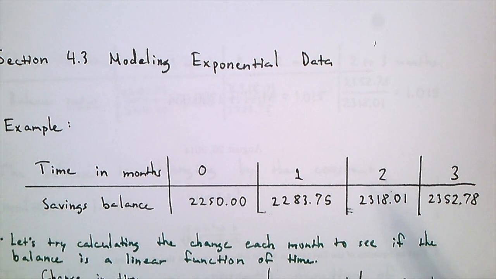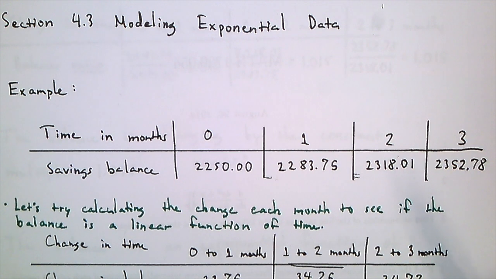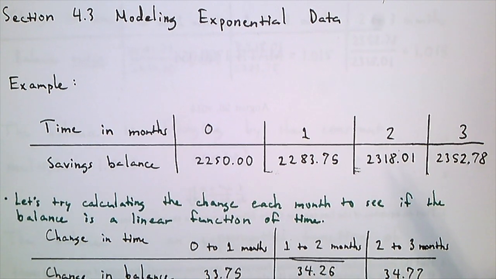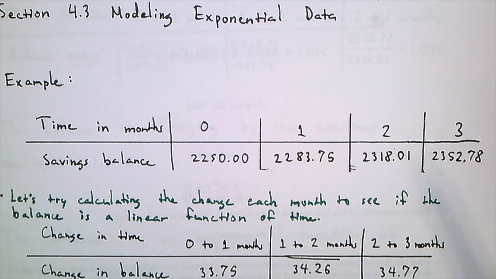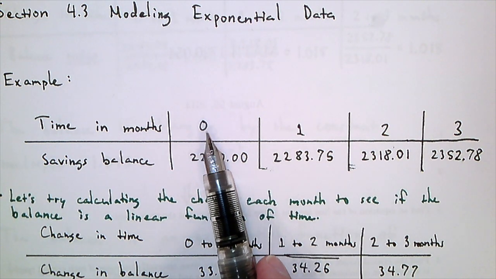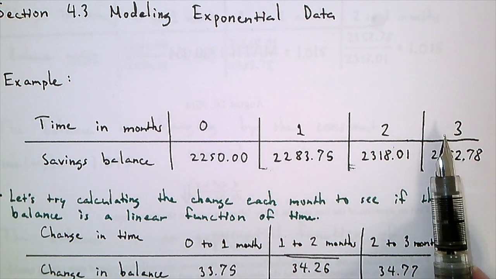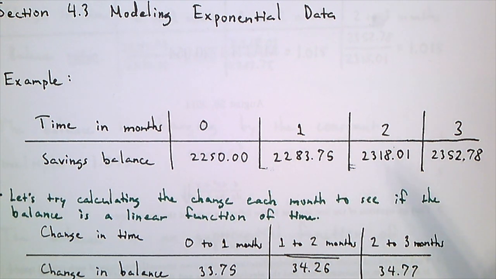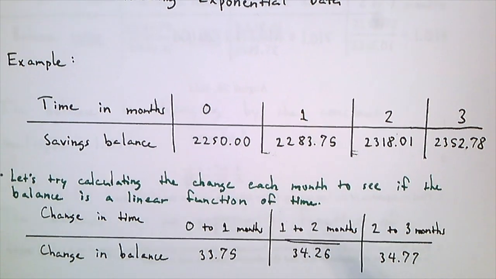Something that we learned about in the last chapter was modeling linear functions. And what you should remember about linear functions is that they change by the same amount for each increase of your variable. Here, that would correspond to an increase in our month. Let's see if this data increases by the same amount each month. So we'll make a new table.